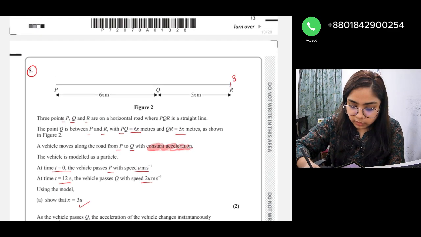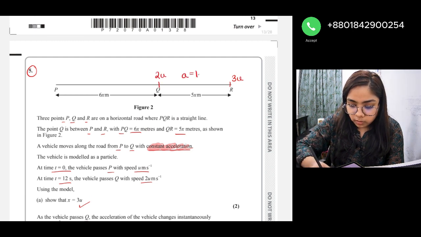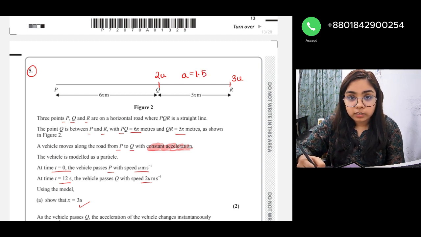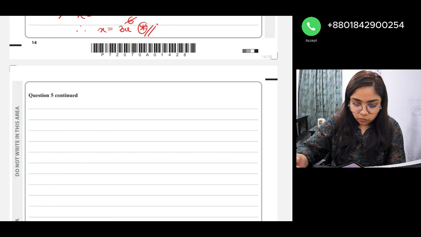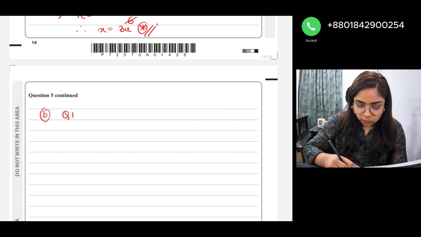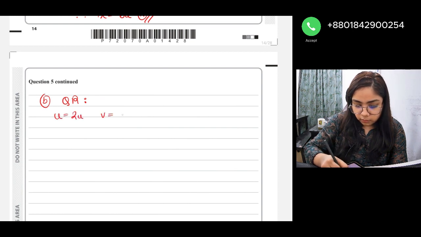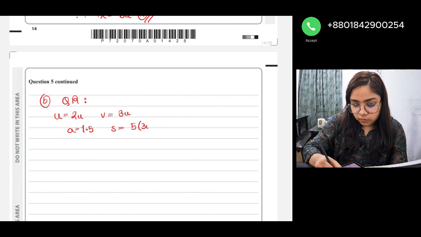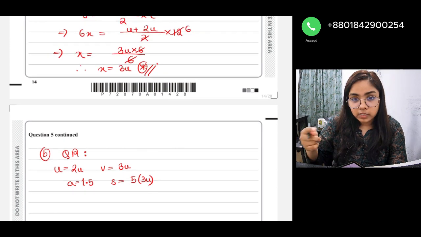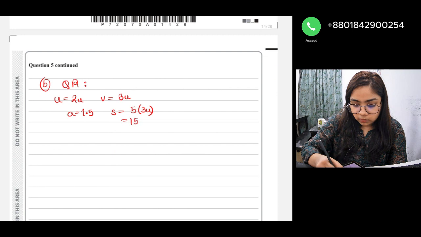If the velocity over here is 3u, and the initial velocity over here was 2u, acceleration is 1.5, and we have the value for x, right? Now we know the value for x is 3u, so we can use this as a statement for the distance also. Okay, so let's start with that QR journey. For part B, we're only focused on the QR section of the journey. So initial velocity is now 2u, final velocity is now 3u, acceleration is 1.5, and this time the distance will be 5 times 3u, right? Because in the previous part we got the value for x as 3u. So this is going to be 15u.